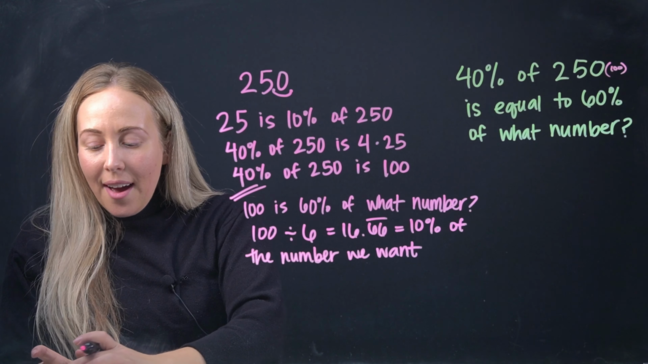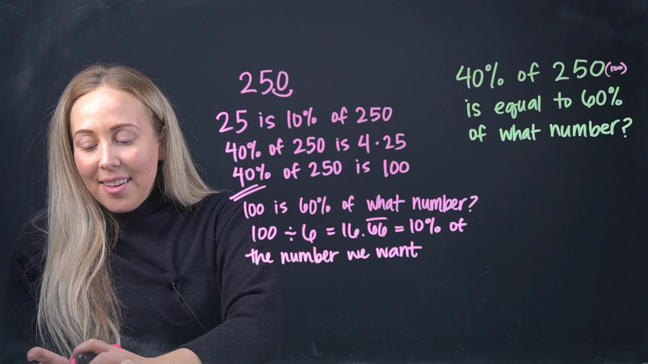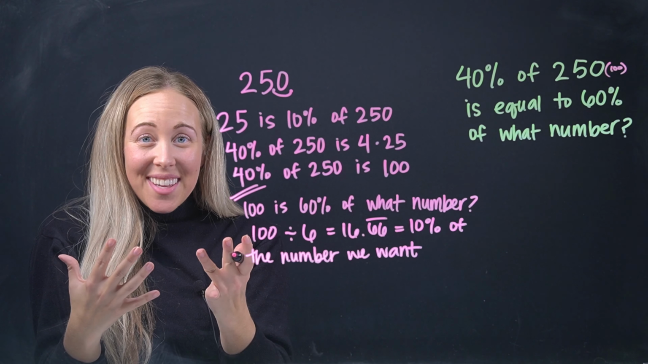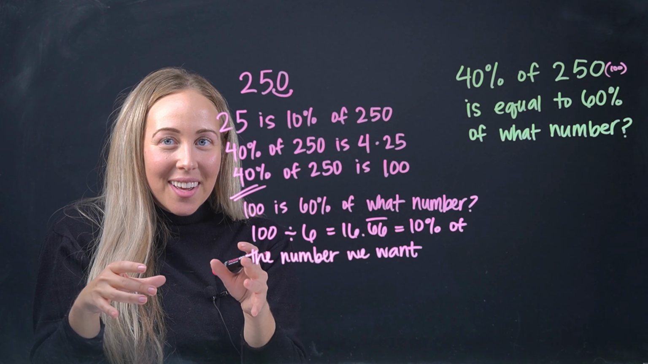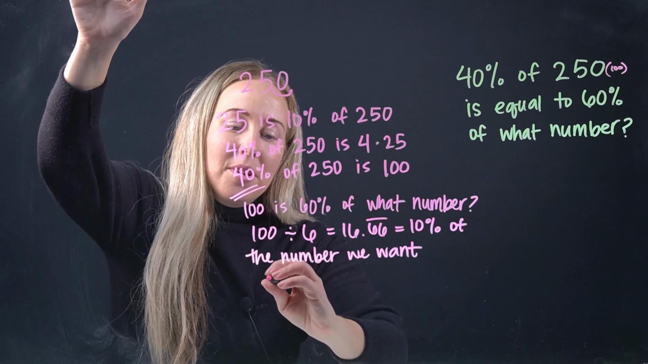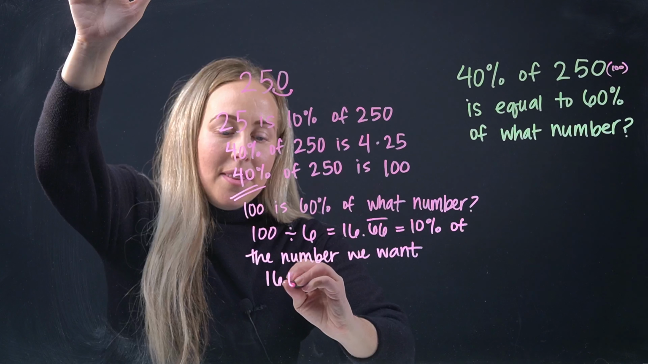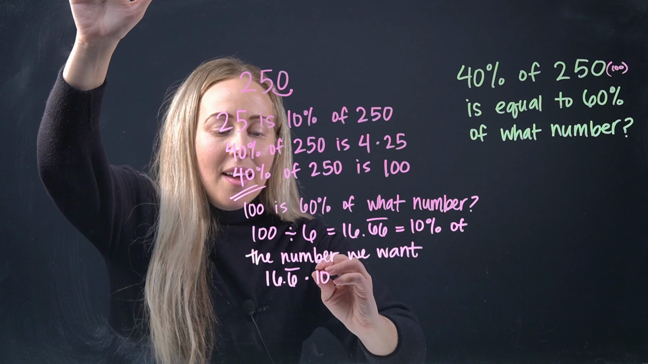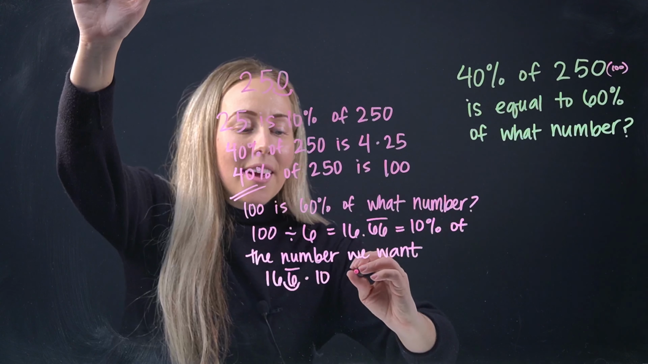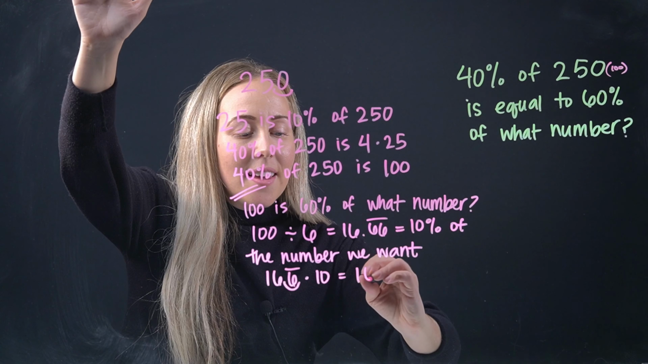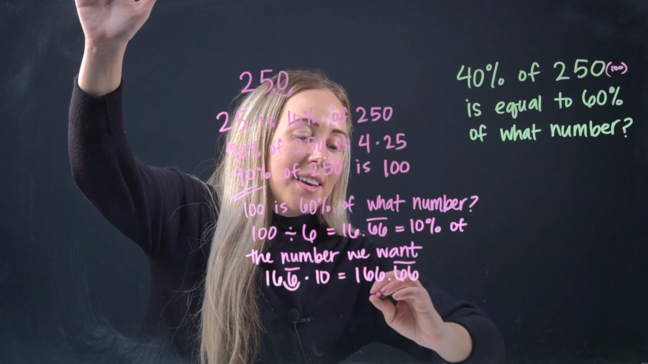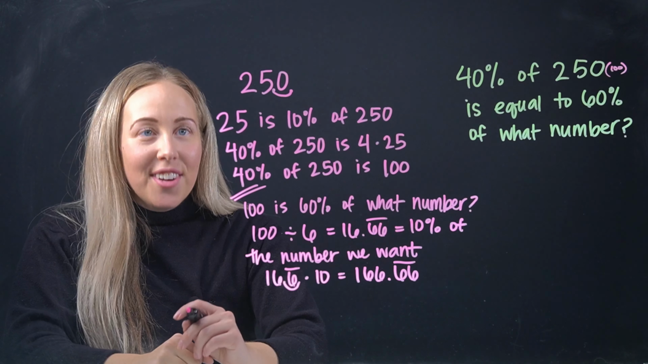Now if we have 10% of the number we want, how do we find 100% of the number, the whole number? From 10% to 100%, multiply by 10. So we do 16.6 repeating times 10. To multiply a number by 10, we move the decimal one place to the right. So you have 166.6 repeating, or 166 and 2/3, as your answer.